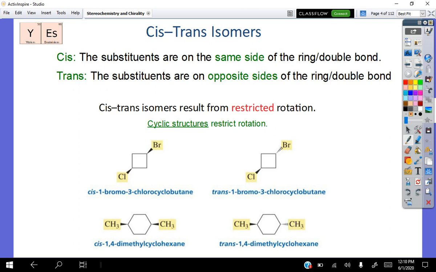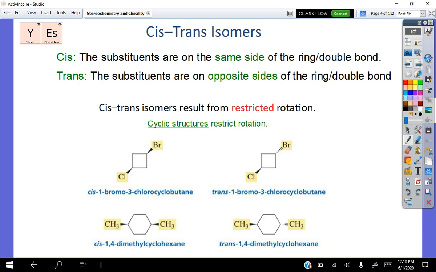The reason we need to distinguish this is because cis and trans isomers result from restricted rotation. What that means is that the substituents themselves are locked in position and do not have the ability to move. As a result, that creates different molecules. So when we look at rings or cyclic structures, these can restrict rotation, and as a result, the substituents end up locked in their positions. You would physically have to break the ring in order to move these substituents around.